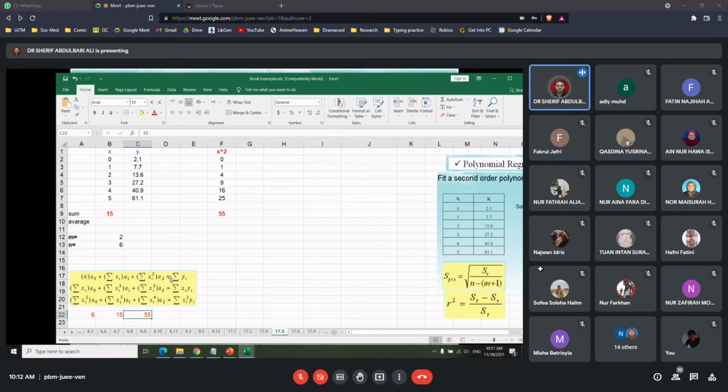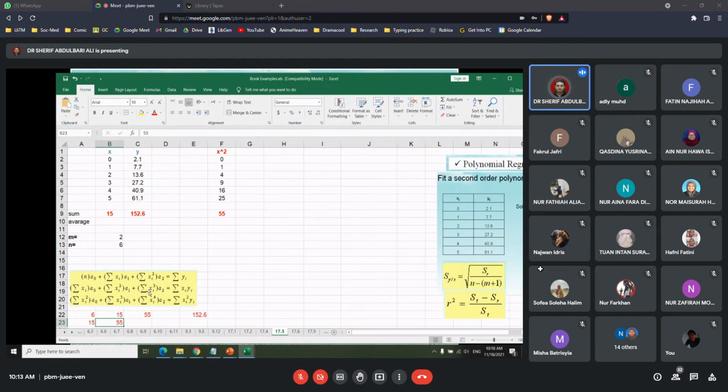It's equal to the summation of column y. So this means I need to find the summation of this column. I will total up all these values. So it's equal to 152.6. Okay. So now I need to create the second equation. The second equation, I need to find the summation of x. The summation of x is 15. Summation of x squared, I have it, it's 55.